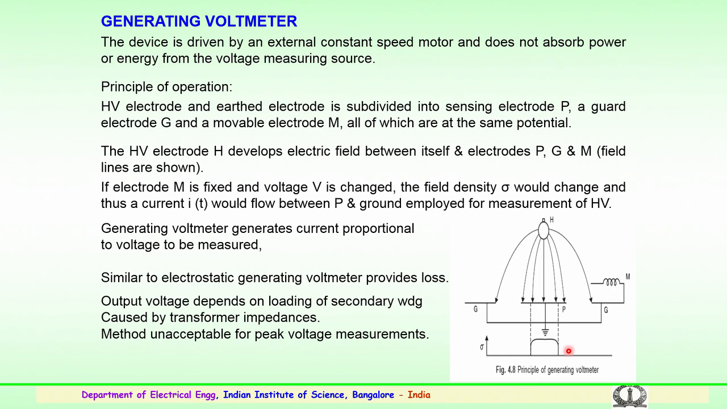So, this has to be kept in mind. Similarly to the electrostatic voltmeter, the generating voltmeter also has losses. The output voltage again depends on the loading of the secondary winding, which is caused by the transformer impedances. So, it depends on the type of transformer which is employed for the generating voltmeters, and this method could not be used for peak voltage measurements.